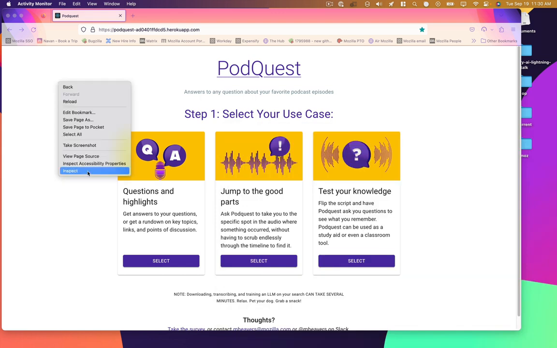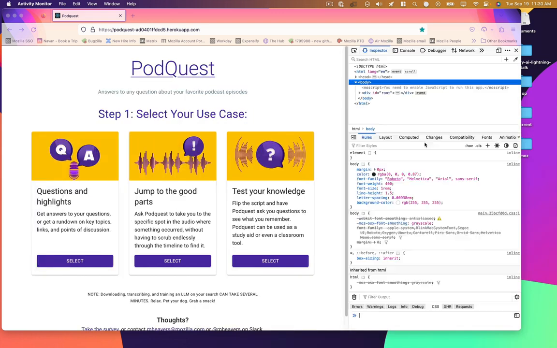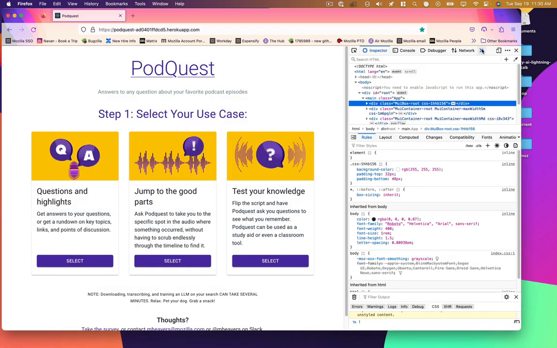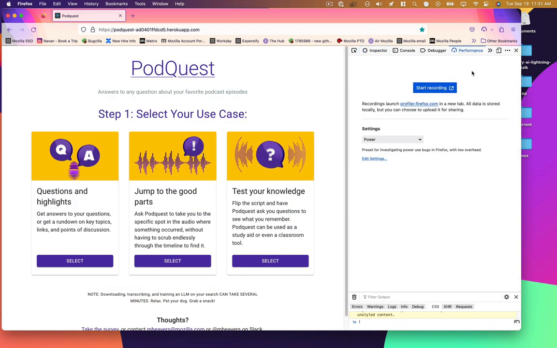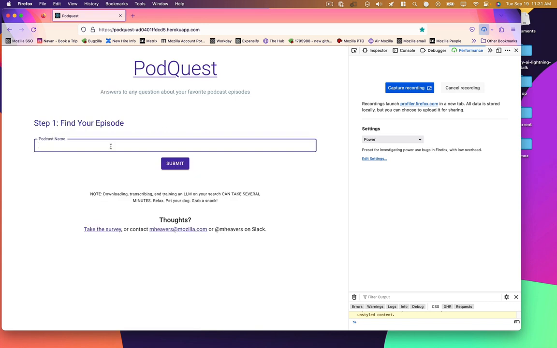The next thing I want to do is in Firefox, I have a really great power profiler. So if I go to this performance tab, you'll notice I've got the power setting active here. And I'm going to make a recording of using my app. So it's recording. And now I'm just going to use the app as normal.